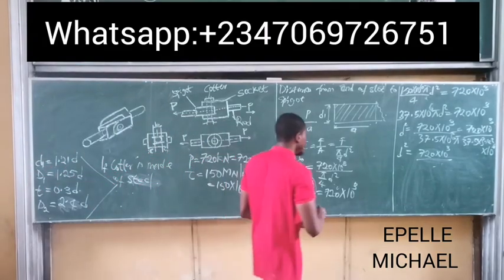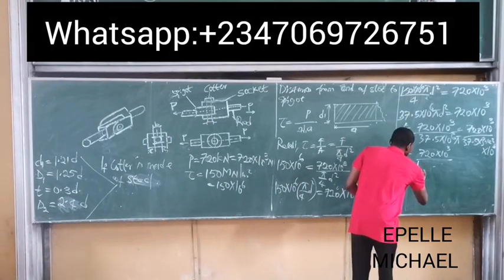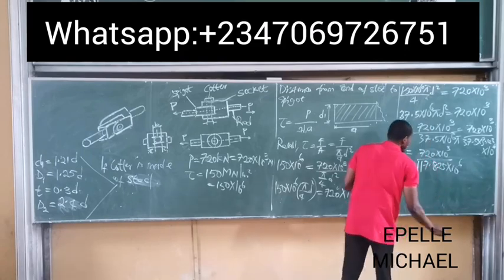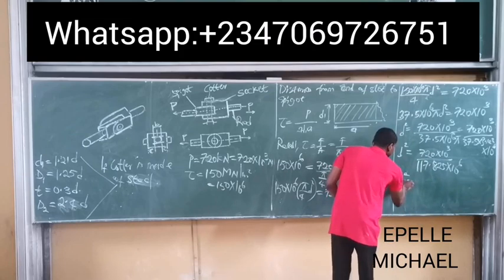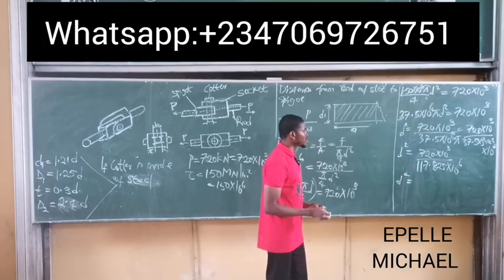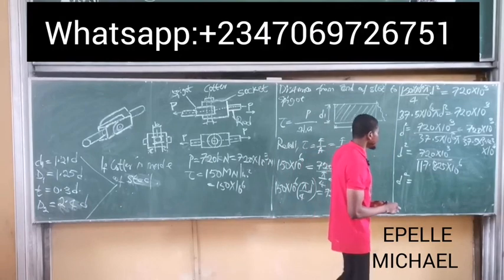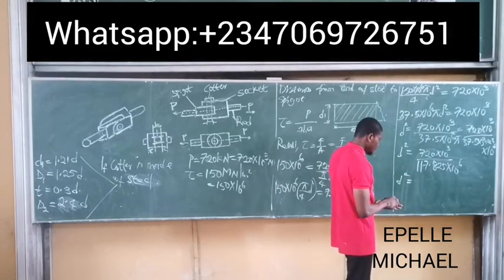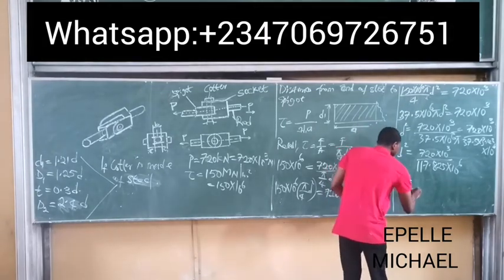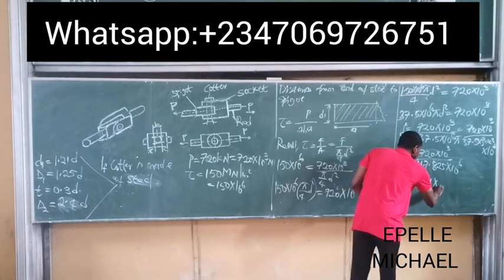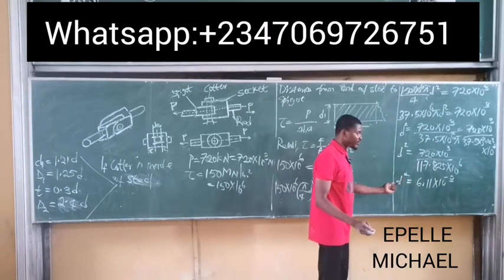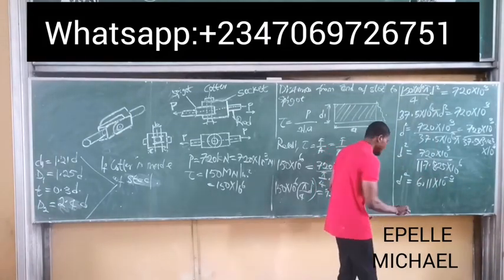That gives 117.825 by 10 to the power of 6. Now the division: 720 by 10 to the power of 3 divided by 117.825 by 10 to the power of 6 gives 6.11 by 10 to the power of minus 3. So we can actually find the value of D simply by taking the square root of both sides.